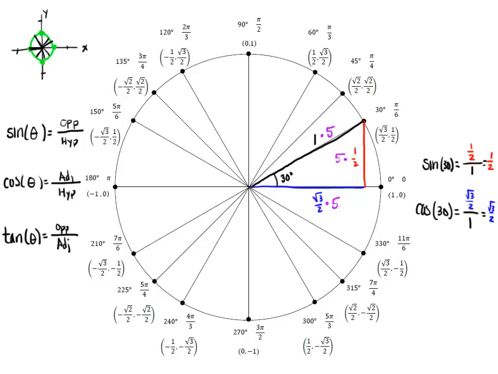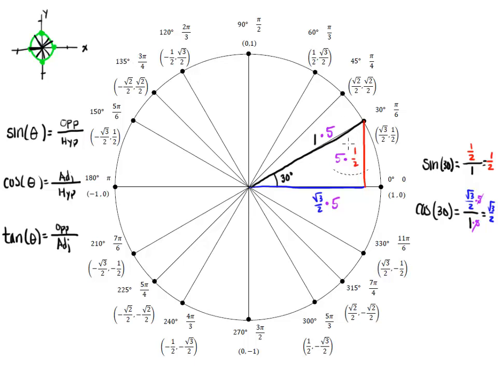Now, if I still try to find the cosine, I would still have square root of 3 over 2, but this time times 5. And on the bottom, I'd have 1 times 5. And what happens? The 5's cancel out. It doesn't matter. And I'm still left with square root of 3 over 2. So even if I'm dealing with bigger triangles, my cosine and sine values are going to stay the same.